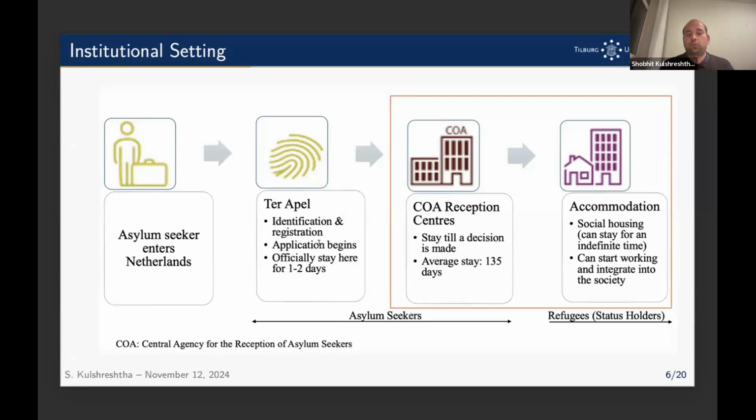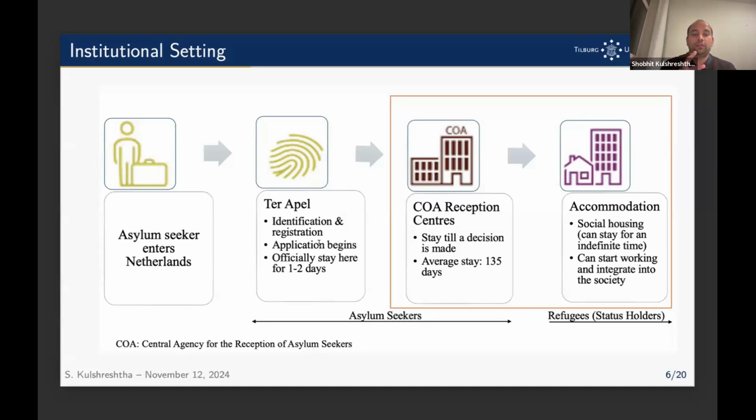On average, according to my data set, they stay there for 135 days. Once a positive decision is made, then they are sent to a municipality where they get social housing, and then they can stay there for an indefinite time, because now they are status holders, or they have the resident status to reside in the Netherlands. And then they can start integrating into society. They can start working as well.